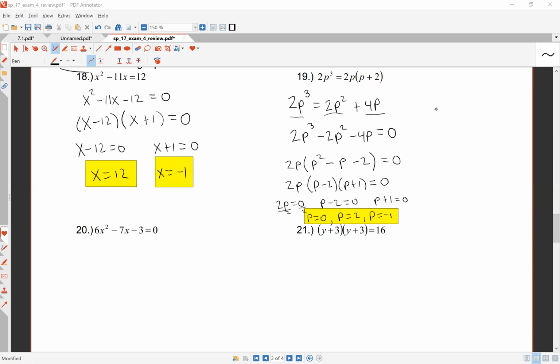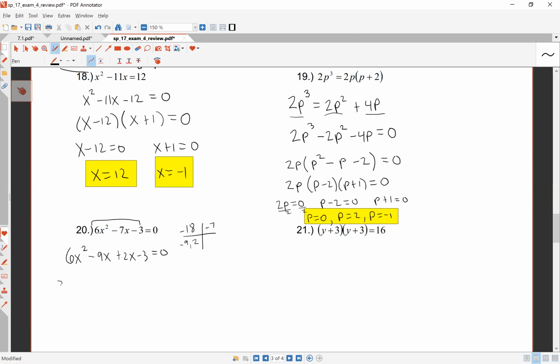In number 20, we already have 0 on one side, so we factor. We like the grouping method, so we go AC, which is negative 18, to get negative 7. Those two numbers are negative 9 and positive 2. So we replace the negative 7x with negative 9x plus 2x.